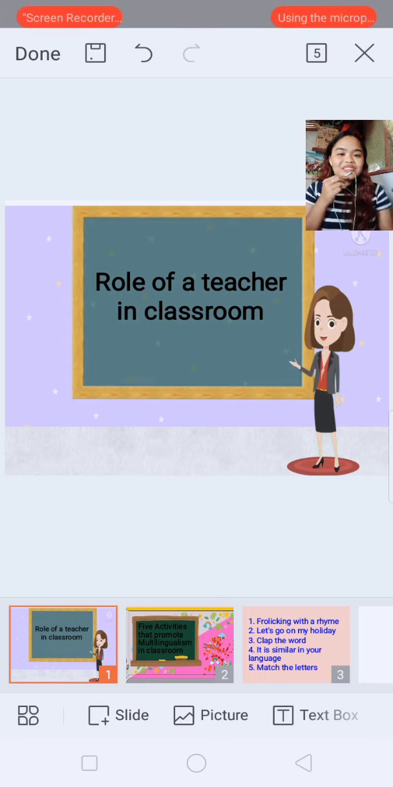So now we will tackle the role of a teacher in the classroom. A teacher needs to first have a liberal mindset. Also, the teacher will encourage students to learn another language and can organize activities in the students' own languages, and the teacher can arrange songs, dances, drama, recitation, and other different activities.